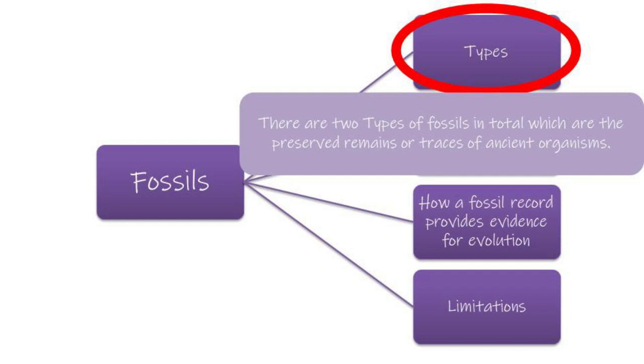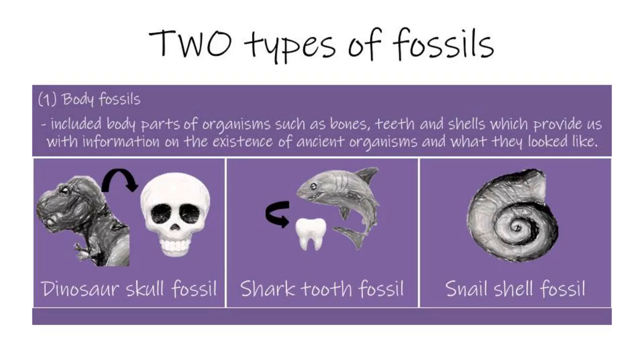There are 2 types of fossils, which are the preserved remains or traces of ancient organisms. The first one is called body fossils. They include body parts of organisms such as bones, teeth, and shells, which provide us with information on the existence of ancient organisms and what they looked like. Here are some examples: dinosaur skull fossils, shark tooth fossil, snail shell fossil.